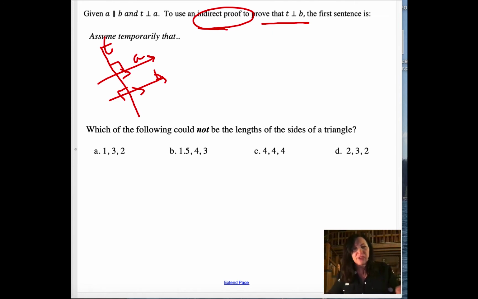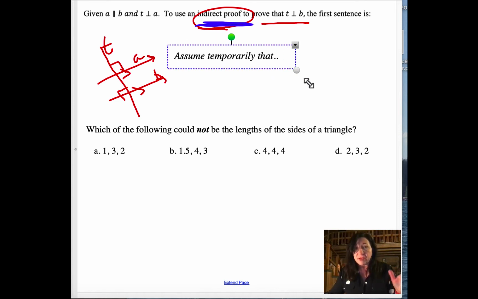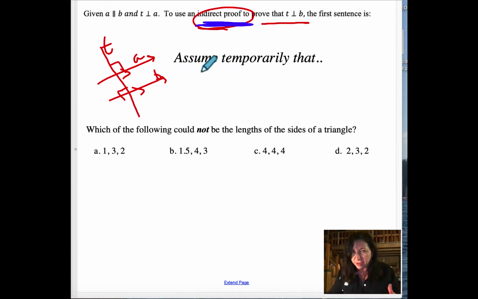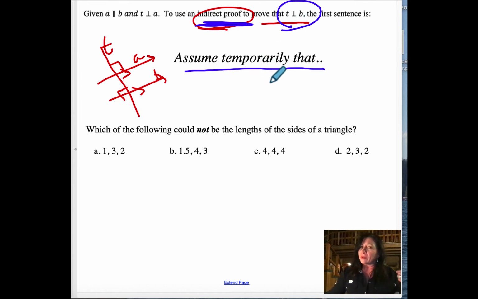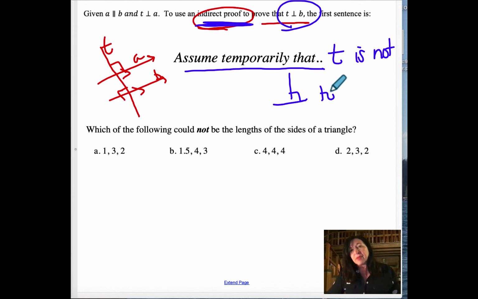If you ever see the words, prove this as an indirect proof, the first thing that you're going to say is this, and you're going to write it out. This is actually what you're going to say. Assume temporarily, yes, you need to use those words, assume temporarily that whatever you're trying to prove is not true. So what we're trying to prove is that T is perpendicular to B, right? So that means we are going to assume temporarily that T is not perpendicular to B.